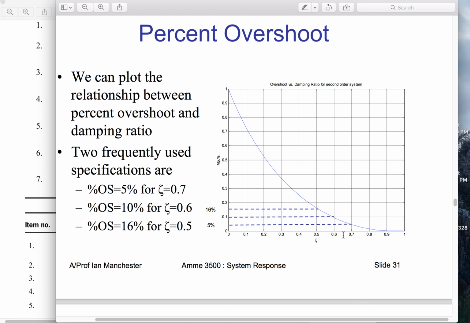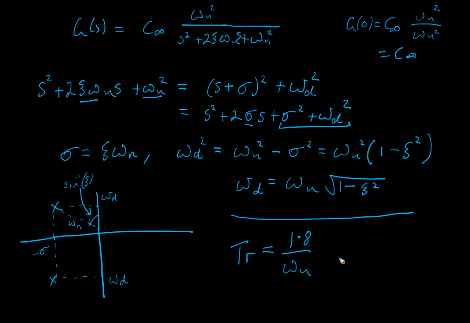So the horizontal axis here is zeta, the vertical axis is percentage overshoot. And for a few key values, often we might be looking for a 5 or 10% overshoot, we can see that that corresponds to a zeta of 0.7 or 0.6. So the point is basically that percentage overshoot is a function of zeta, and for commonly used percentage overshoots, we can say what the zeta should be.